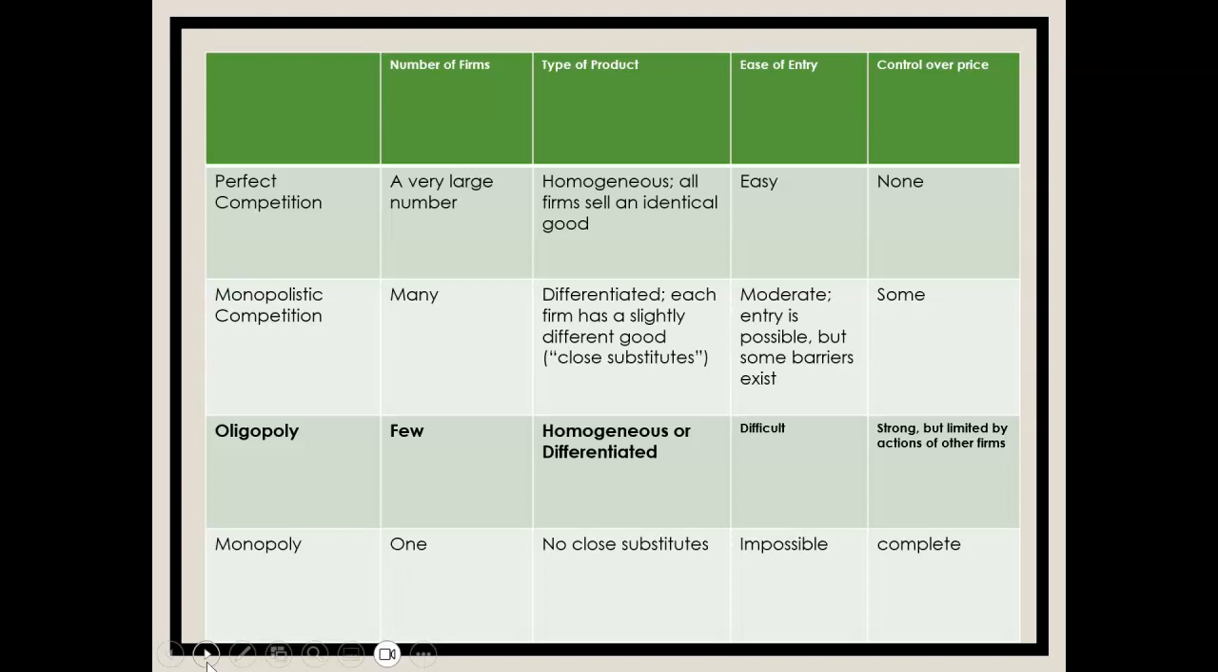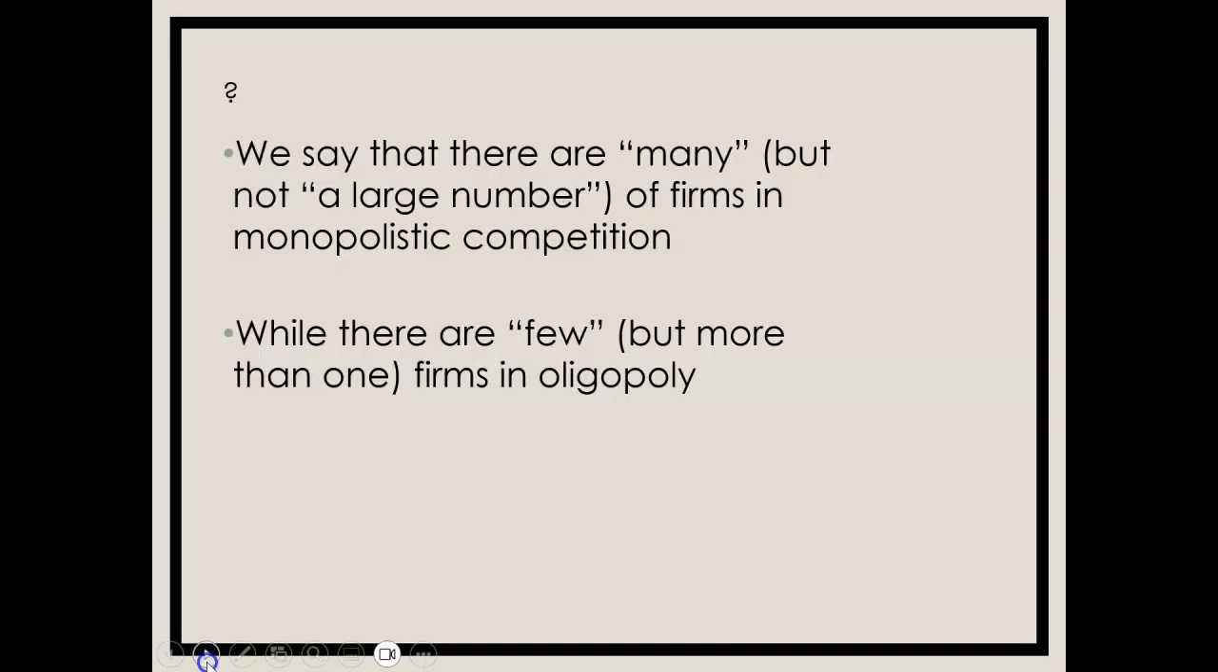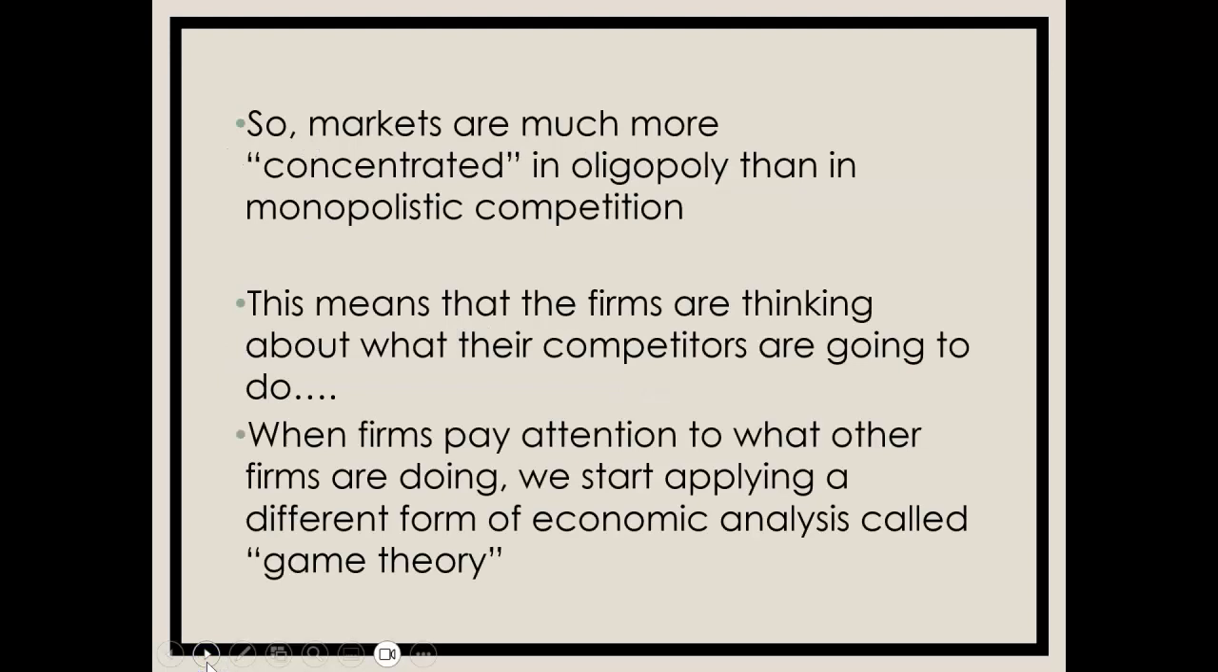And the reason I've kept this section until the end is because it's a very different way of looking at firm behavior. So we say that there are many, but not a large number of firms in monopolistic competition, while there are few, but more than one firm in oligopoly. This means that markets are much more concentrated in oligopoly than in monopolistic competition.